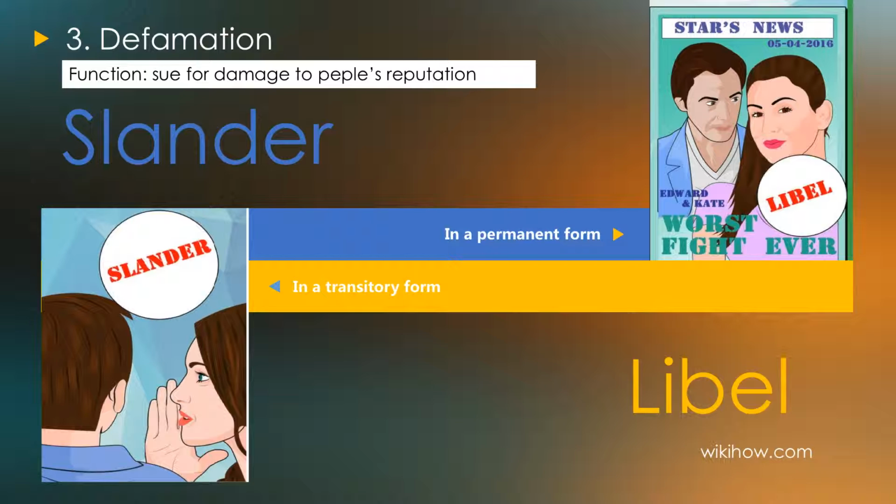Next, look at the definition of defamation briefly. The laws of defamation exist to sue for damage to people's reputation. There are mainly two categories of defamation. One is called slander, in a transitory form, which means it happens casually and temporarily, since this kind of defamation is always spoken. The other one is called libel, in a permanent form, since this kind of defamation is usually written and published.